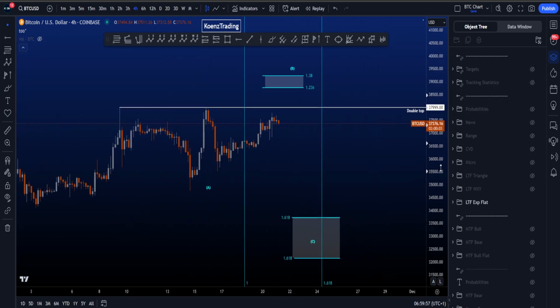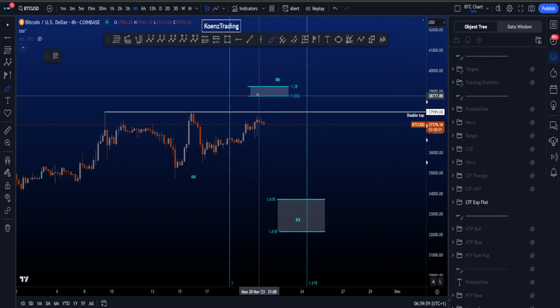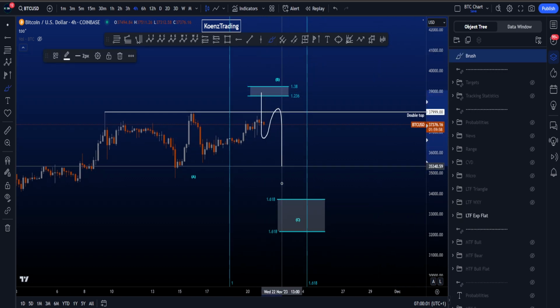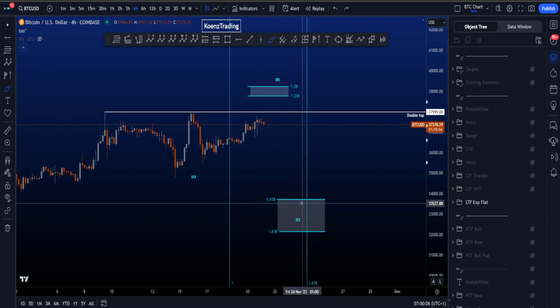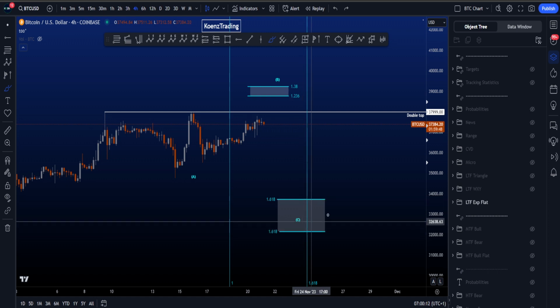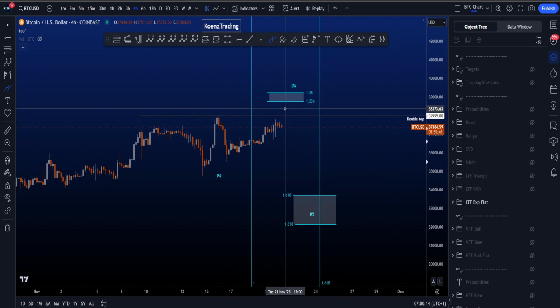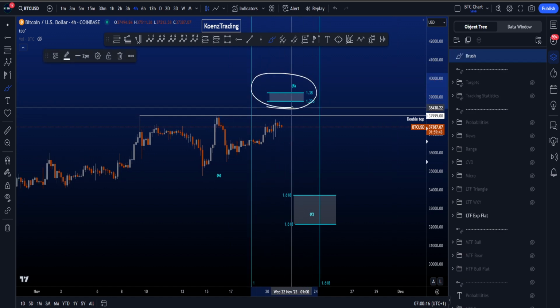After this wave B, we then want to see an impulse to the downside in 5 waves, 1, 2, 3, 4, 5, where the most common target for wave C is between the two 1.618s, giving us a target between 33.7k and 32.1k.